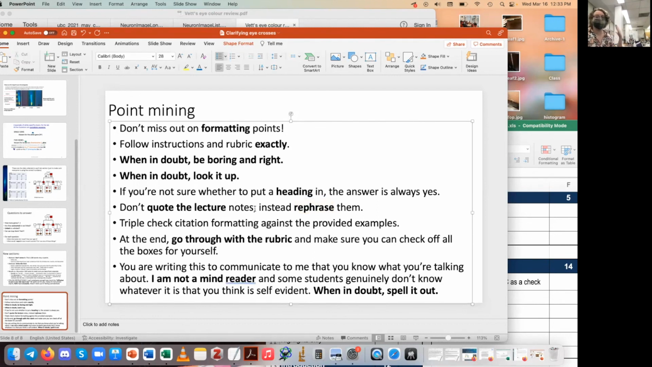And that's important, not just for plagiarism reasons. That's important because I know you don't understand it if you're just quoting it. I can tell. So explain it. Show me that you understand. And at the end, go through the rubric and make sure you can check off all of the boxes yourself. Remember, you're writing this to communicate to me that you know what you're talking about. And I am not a mind reader. Some students genuinely don't know whatever you think is self-evident. When in doubt, spell it out. I have a lot of these sayings, don't I? They just keep popping up.